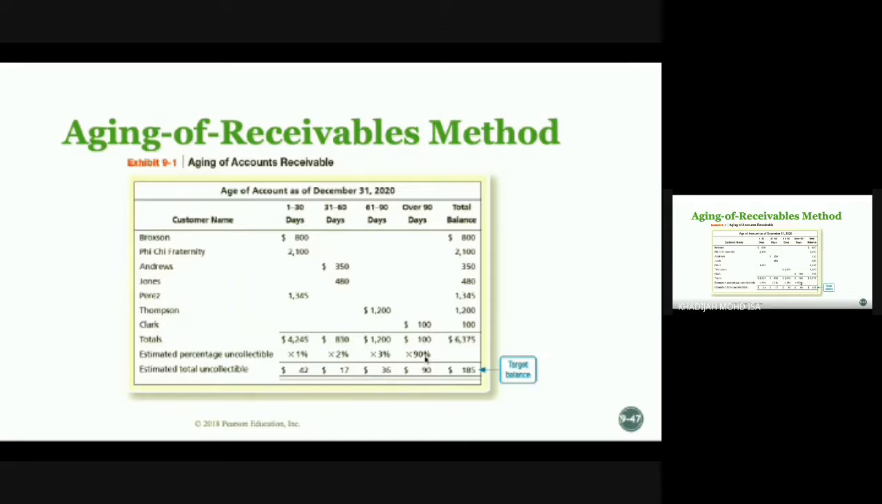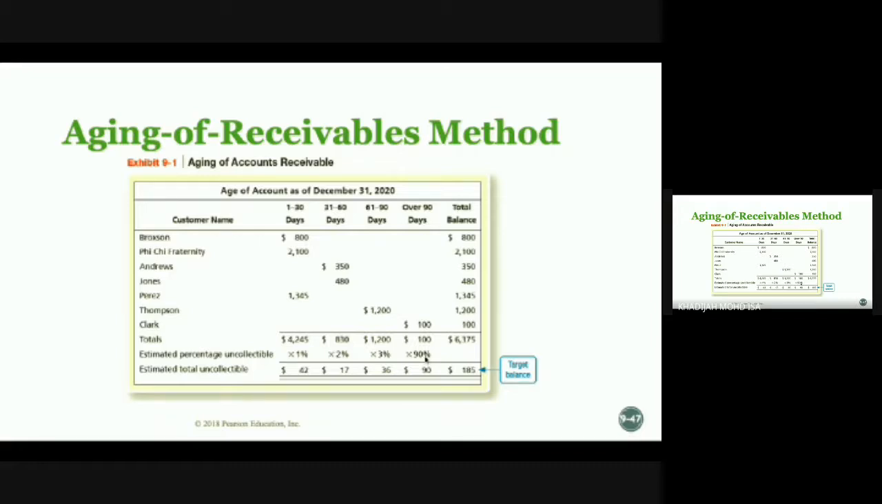Again, I put it like this. Based on the 90 days, it's estimated that 90% of the amount due, which is 100, will become uncollectible. So if 90%, the amount is 90, right? If 1%, the likelihood of it becoming uncollectible is very small, because the number of days is still very new. So the estimated total uncollectible is 185.